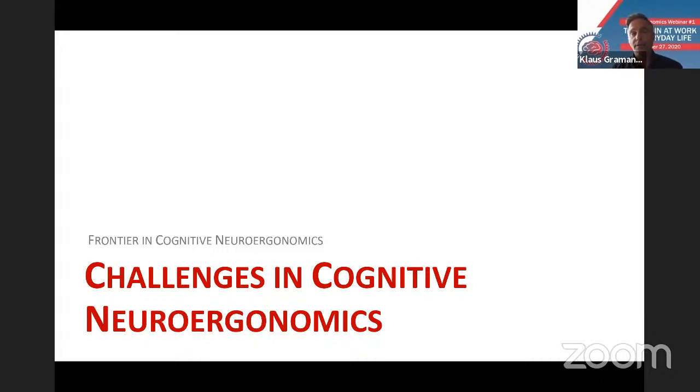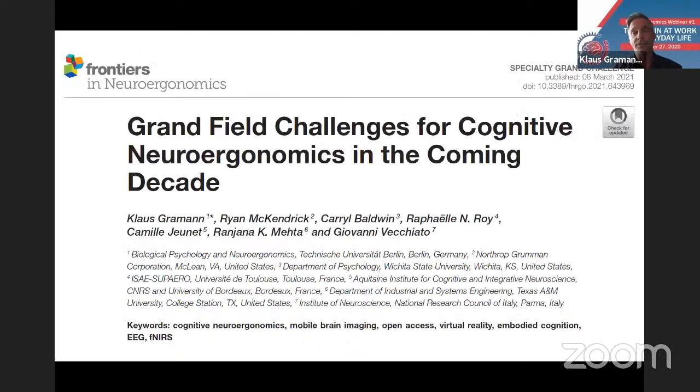And if you talk about cognitive neuroergonomics as a field, then there will be challenges in the coming decades. We already faced a lot of challenges over the last decades, and members of the editorial team and me put together our ideas of what the main challenges will be. You can find this in this Grand Field Challenge paper on cognitive neuroergonomics in Frontiers. It's open access. And if you're interested in that, please feel free to read the paper.